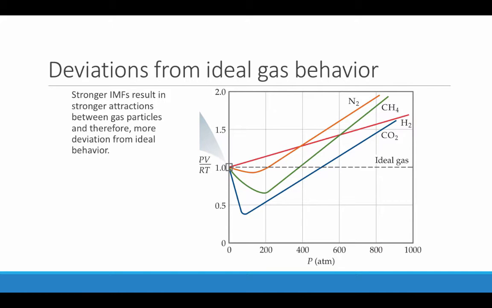Recall that these gases deviate from ideal behavior because the attractions between particles begin to matter. So it should follow that for molecules with stronger intermolecular forces, these IMFs will start to matter sooner.